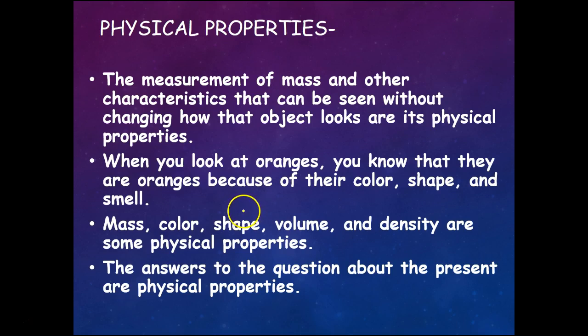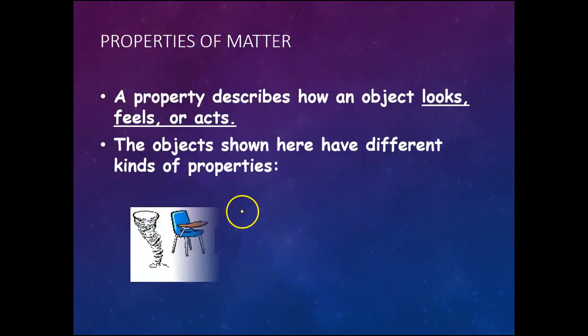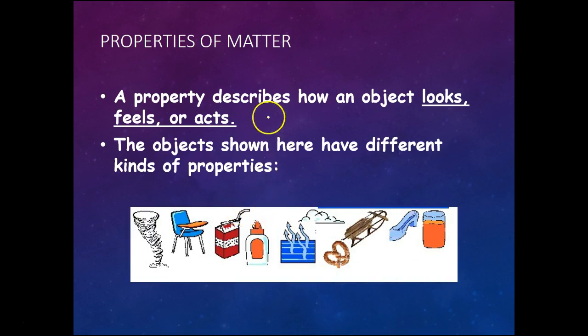They might have a density. Those are physical properties, what things look like. So when we're talking about what things look like or act like, we're talking about properties of matter. So these objects have different properties of matter. We have different properties for all of these objects.